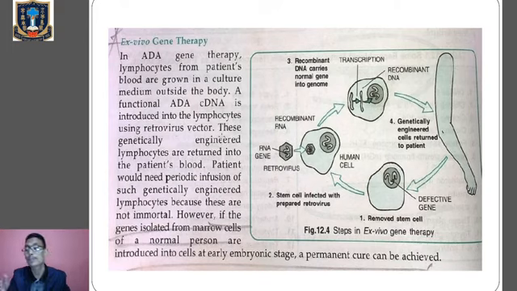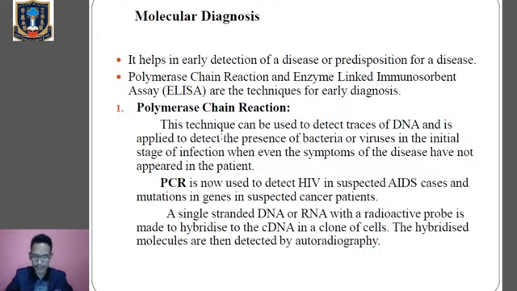Okay, so for the permanent cure of ADA deficiency, we have to isolate the gene from the bone marrow cells of a normal person, and that gene has to be introduced into the cells at the early embryonic stage to get the permanent cure for ADA deficiency disease. Then only it will give a permanent cure for the disease. Clear? So here we have finished the role of gene therapy for ADA deficiency disease, which causes SCID.